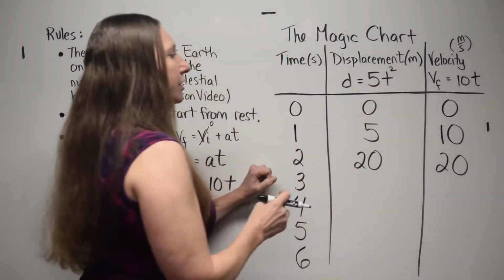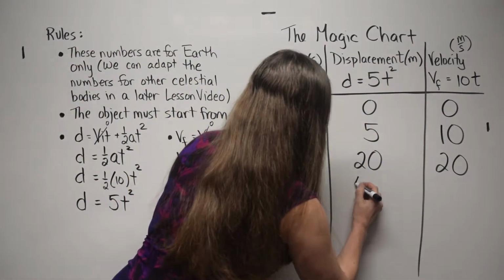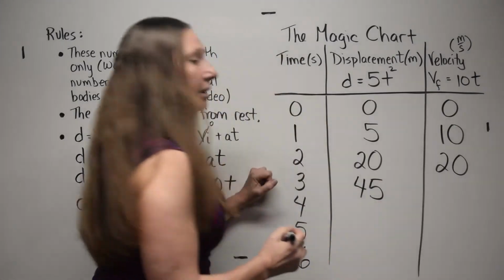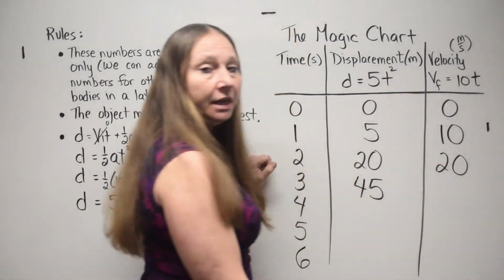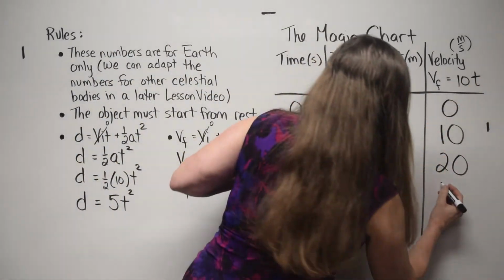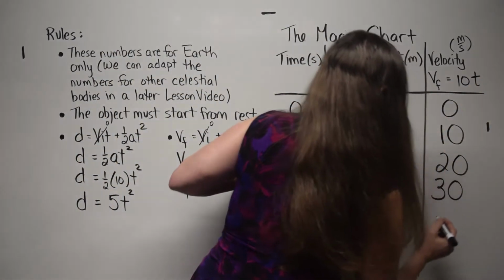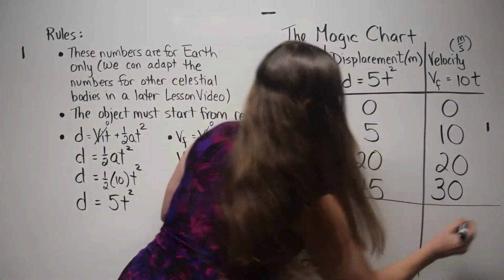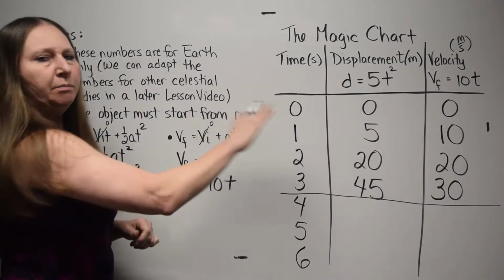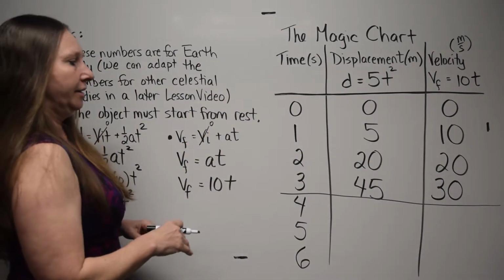3 squared is 9, times 5 is 45 meters down. How fast is it going down? What's the speed now? 10 times 3 is 30 meters per second. All right, am I doing a good job of keeping this straight? I hope so. All right, we'll put that there. Okay, I just want to keep my rows straight.